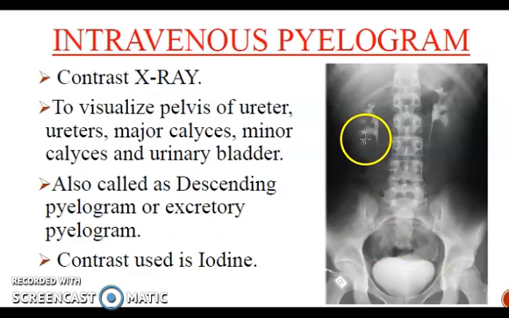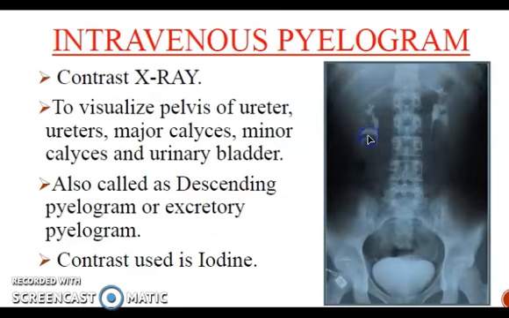So in the exam you are going to be provided with such a pyelogram in which you can see the cup shaped structures, which are the minor calyces, then these are the major calyces, the funnel shaped structure is the pelvis, and these are the ureters, and this is the urinary bladder. So this is intravenous pyelography.